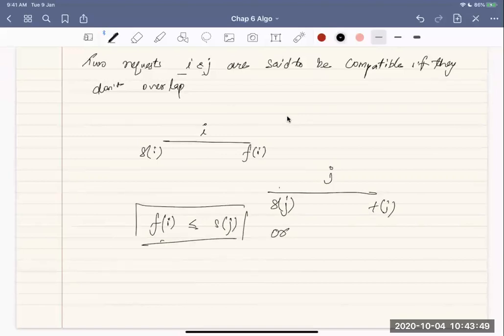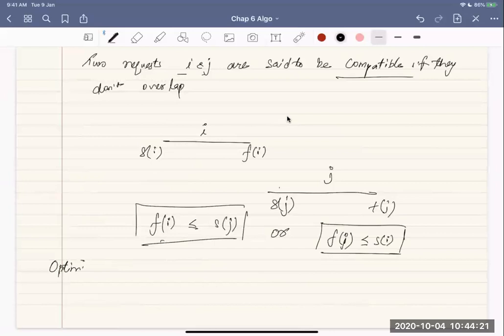Or is there any other possibility? So the other possibility could be that I comes after J, right? So the other possibility could be Fj is less than or equal to Si. So if either of the two conditions happen, then they are compatible. Now, given this definition of compatibility, can I write what the optimization problem is?